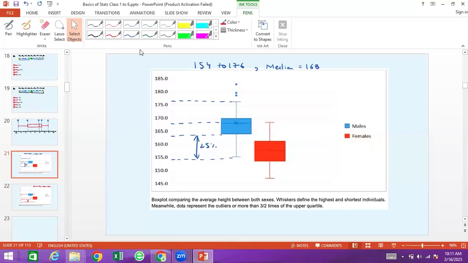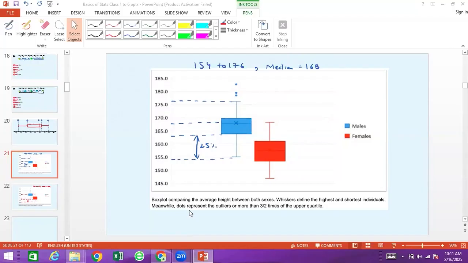Yes, and I have a question. Above the box plot, there are some dots. What are those? Those are outliers. If you look at this, they say that the whiskers define the highest and the shortest individual, that is the maximum value and the minimum value, while the dots represent the outliers. So these are the outliers.